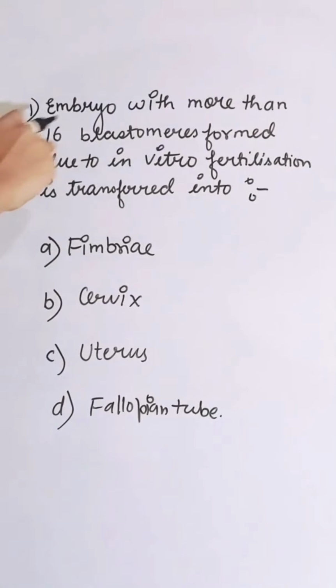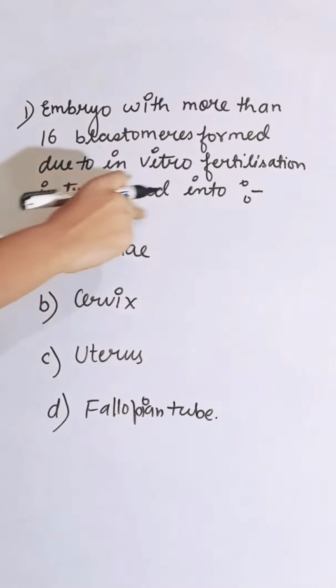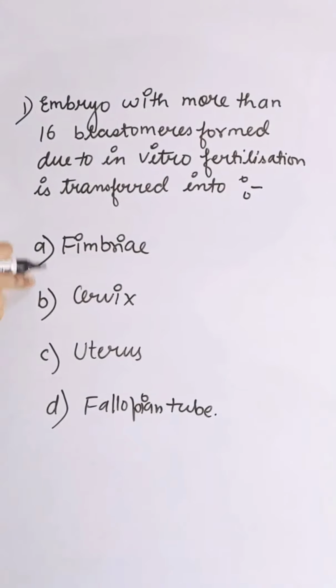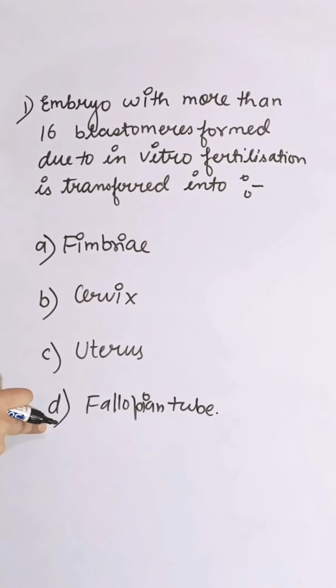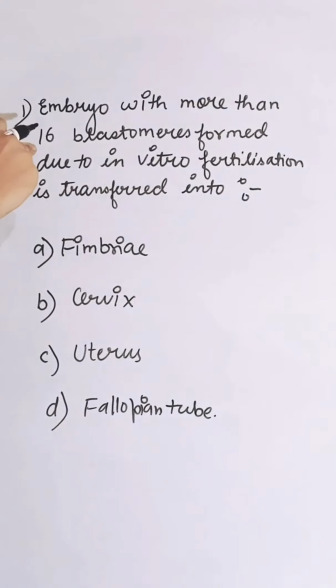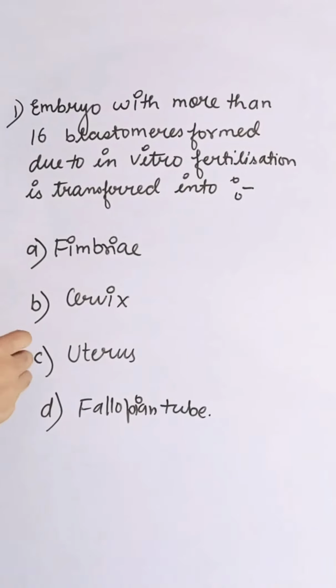Embryo with more than 16 blastomeres formed due to in vitro fertilization is transferred into: first option fimbriae, second is cervix, third is uterus, fourth is fallopian tube. Embryos with more than 16 blastomeres are transferred into the uterus. So the correct answer is C.